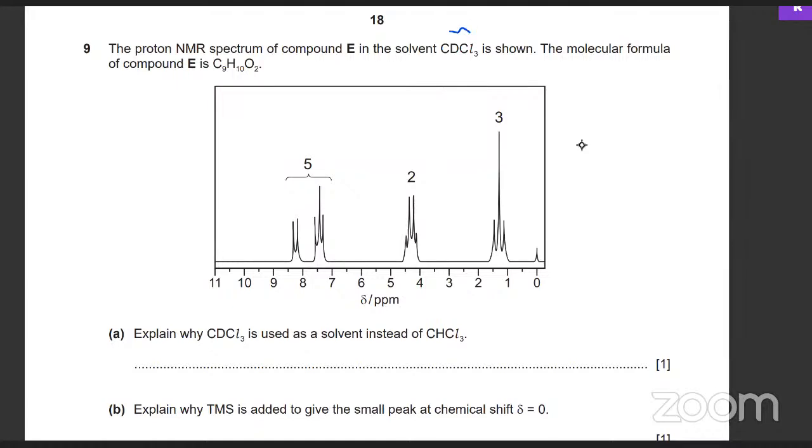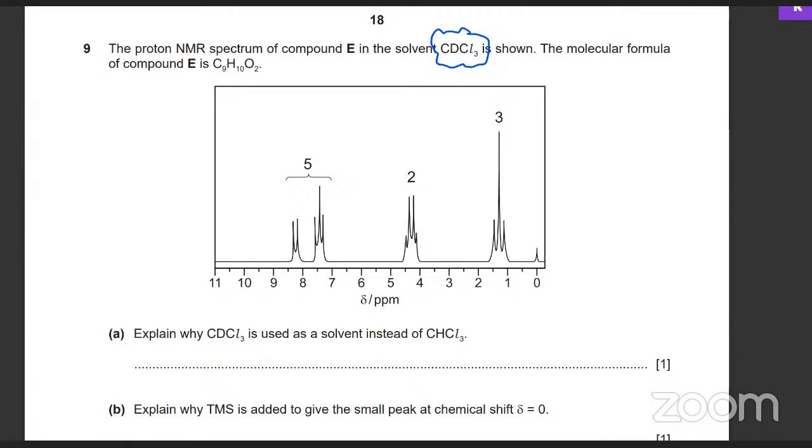Remember, in an NMR spectrum, you always use a deuterated solvent, which should not have hydrogen, because otherwise the solvent itself will start resonating. We are not analyzing the solvent, so we don't want the solvent to resonate. So it's always going to be a deuterated solvent.